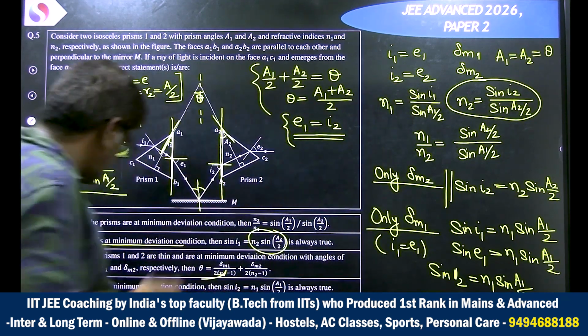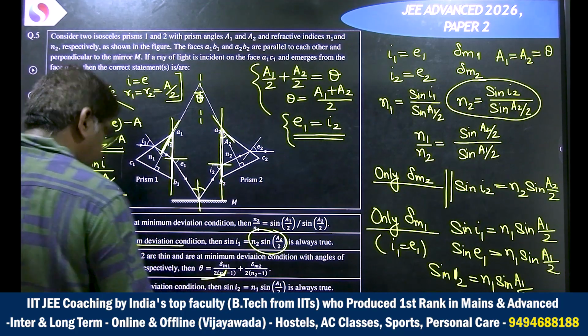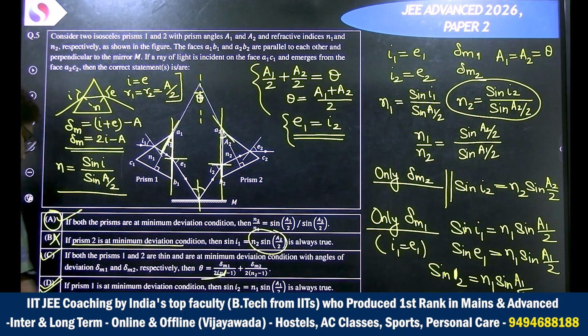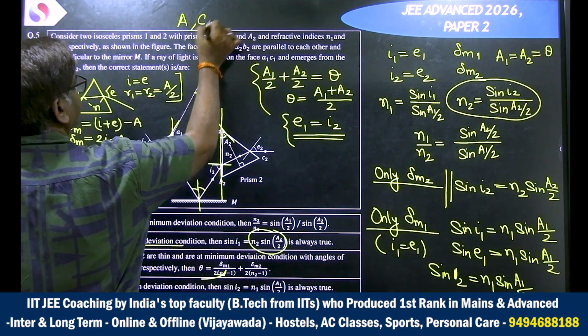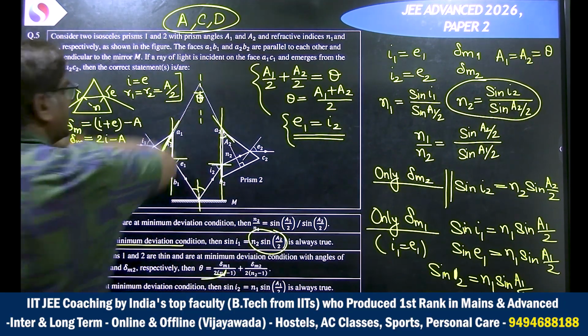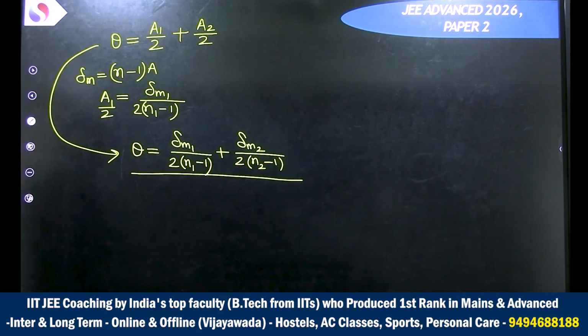That means if there is minimum deviation only in 1, then also this condition is always true. So D option is always true. That means the answer of this question will be A, C and D. A, C and D. Alright. So it is a little lengthy, obviously, because there is more than one choice. That's why you need to look at each and every option carefully. Okay, move to the next one.